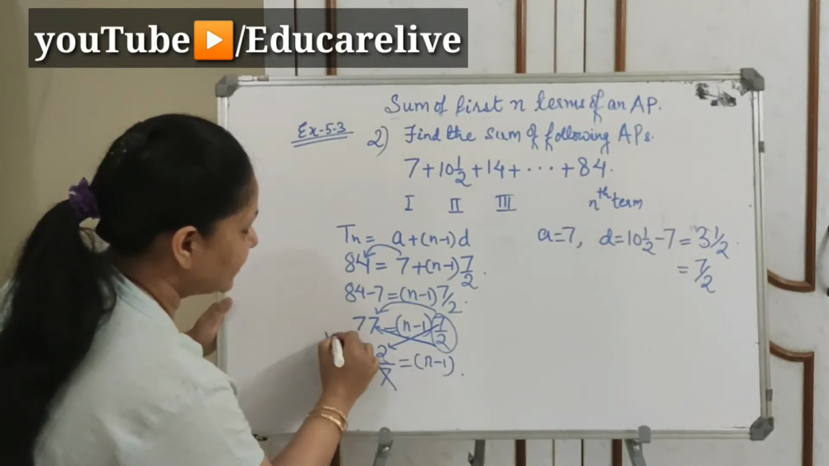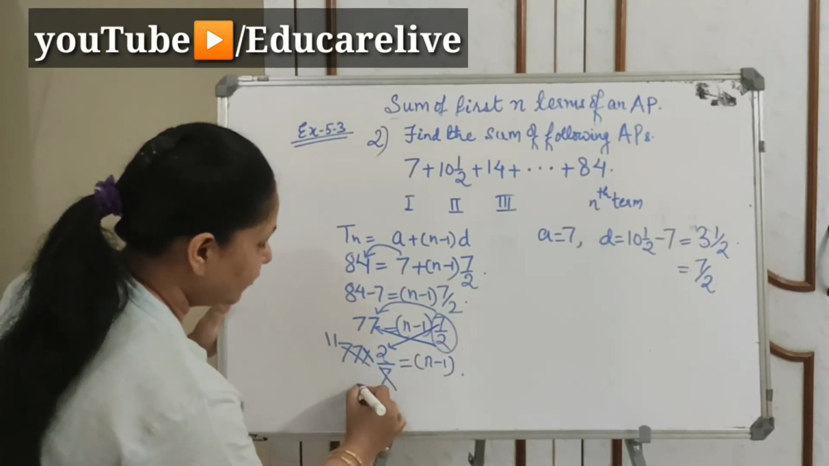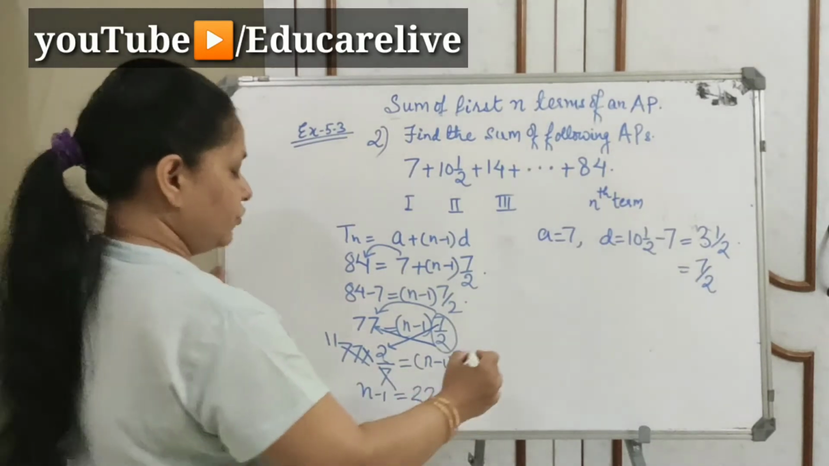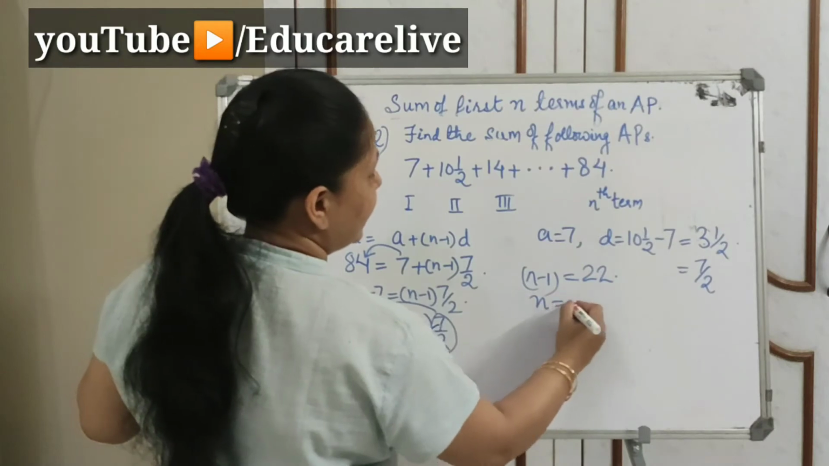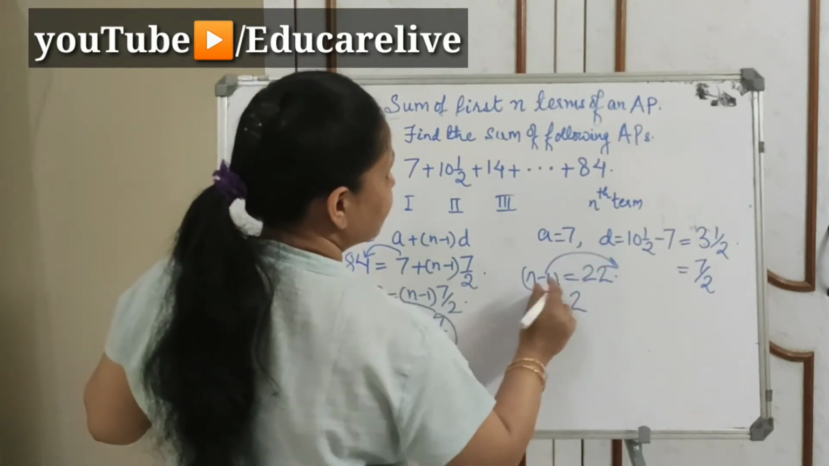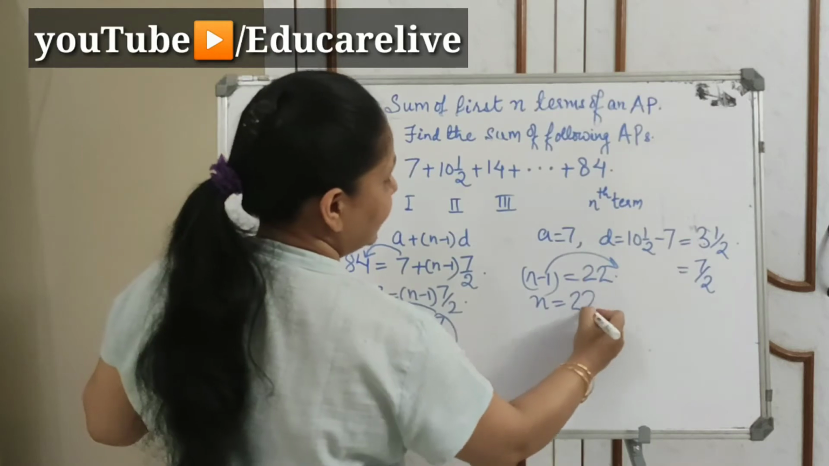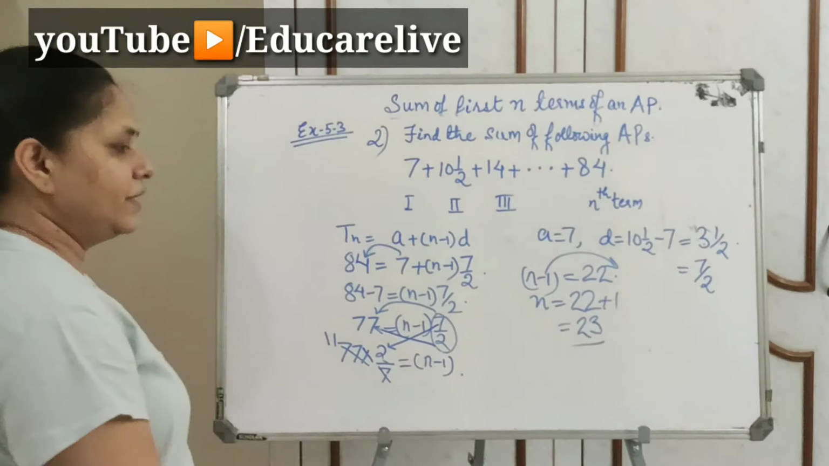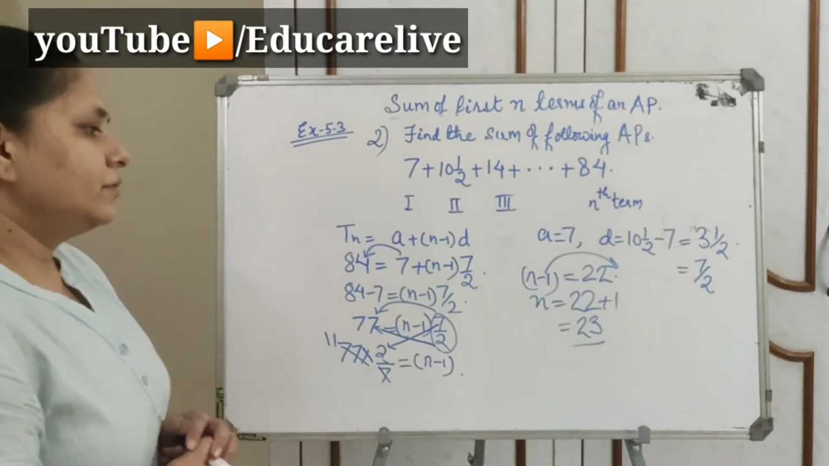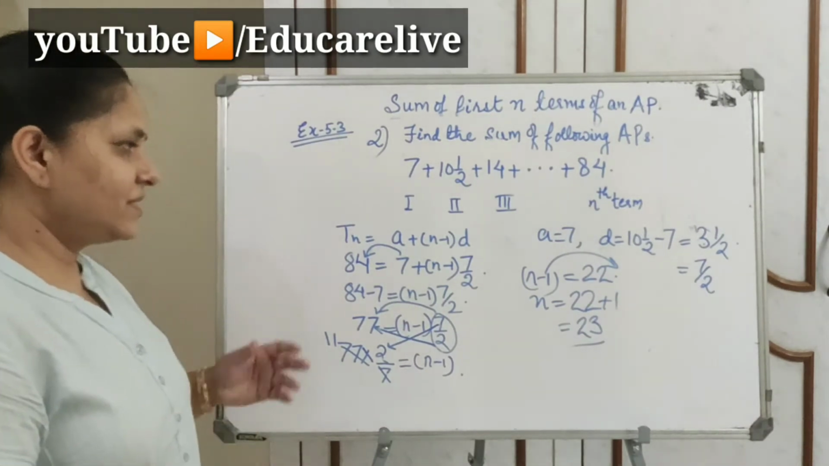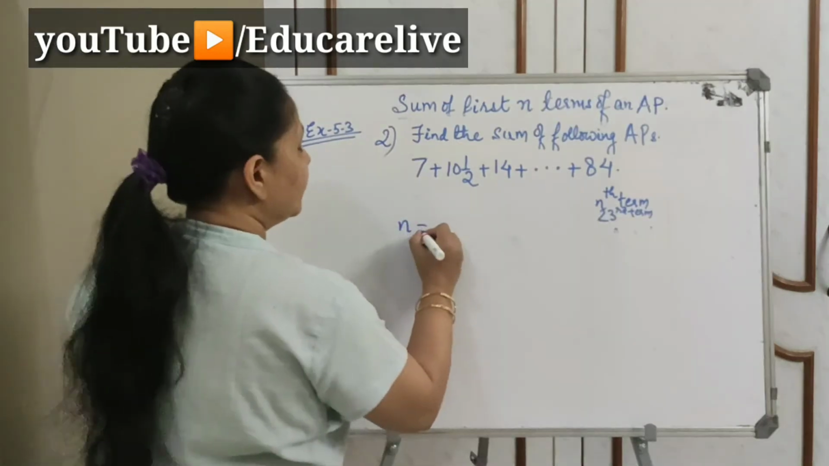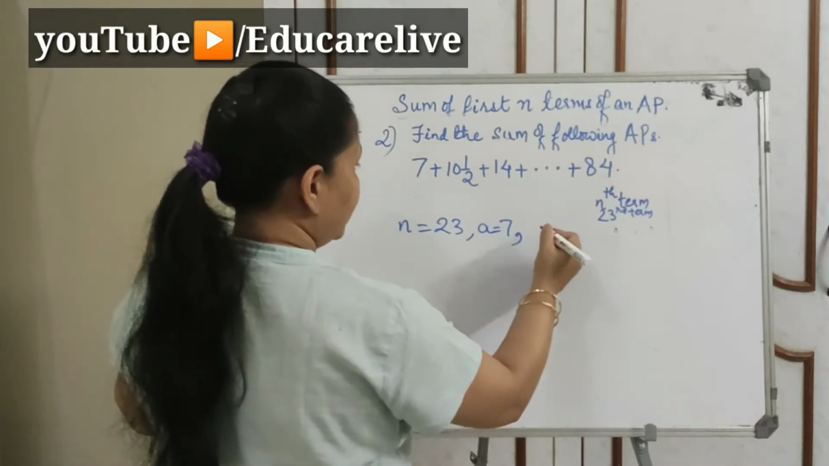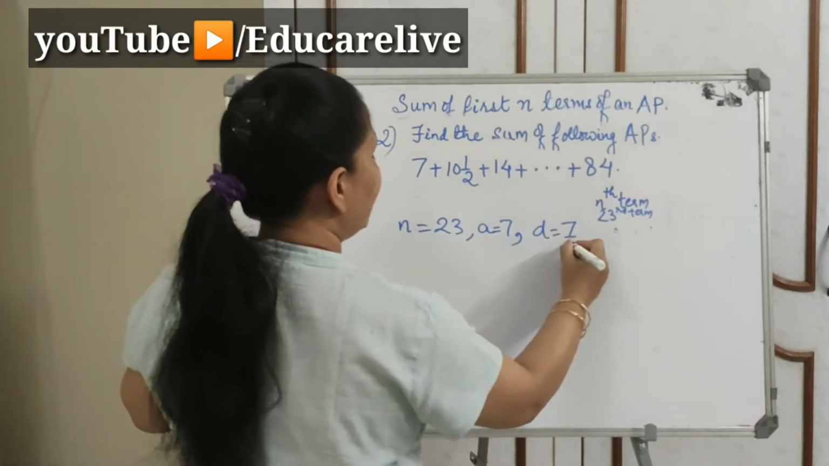So 7 elevens are 77, and 11 twos are 22. This implies n minus 1 is equal to 22. So n is equal to 22 plus 1, since minus 1 gets transferred and added here. So it will be 23. So n is 23. Now you know n is 23, and easily you can find the sum. So n is 23, A is 7, and D is 7 by 2.